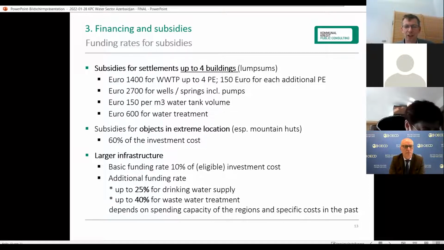And for larger infrastructure, this includes units with more than 4 buildings. There is also a percentage, so they get at least 10% of the investment cost as a subsidy, and there's an additional funding rate up to 25% for drinking water and up to 40% for wastewater treatment, depending on the spending capacity of the regions and specific costs in the past. So there's a formula behind these percentages, but on average, the subsidy is 1/3. So this is what the state provides.